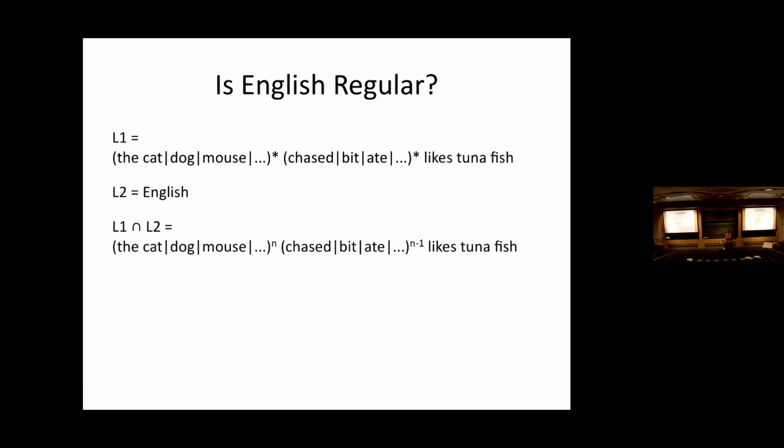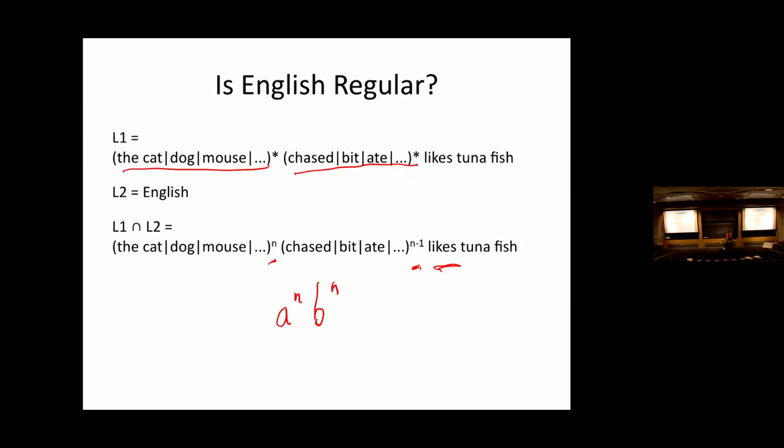So you could have a language that has the cat, dog, mouse, etc., zero or more times, chased, bit, ate, etc., zero or more times, likes tuna fish. But if you take the union of this and English, you end up with a pattern where you have n minus 1 likes. So basically, you have a pattern that is a to the n, b to the n.